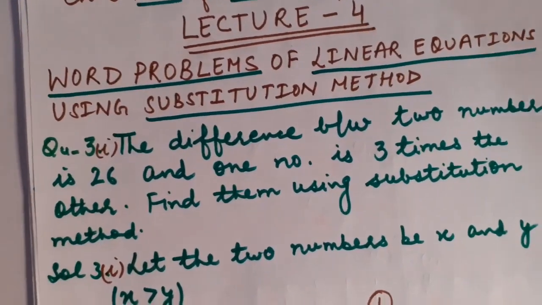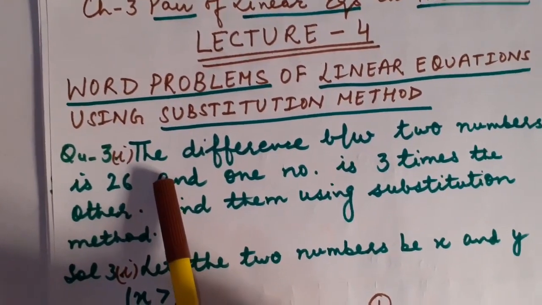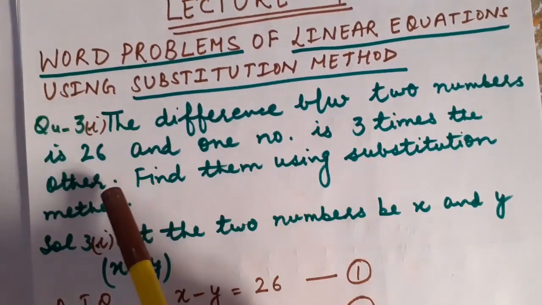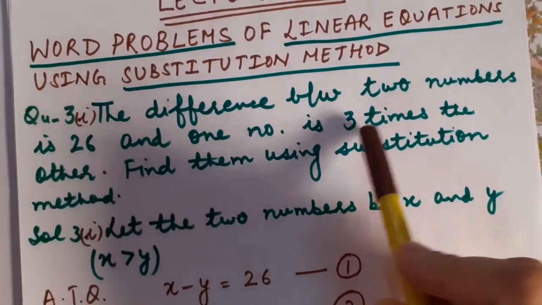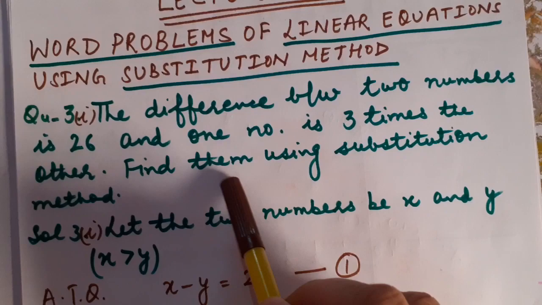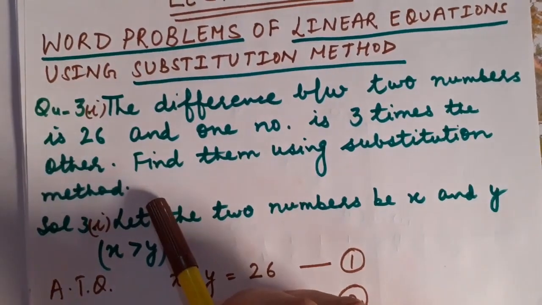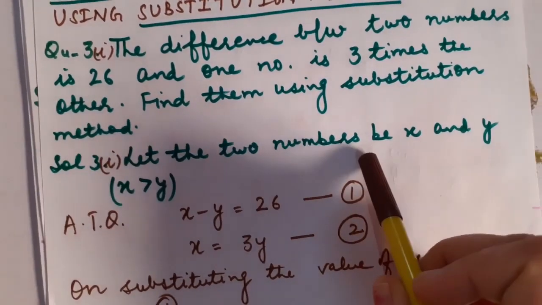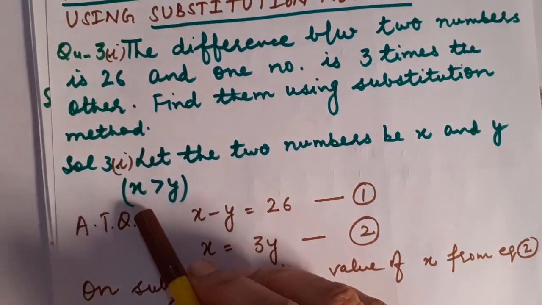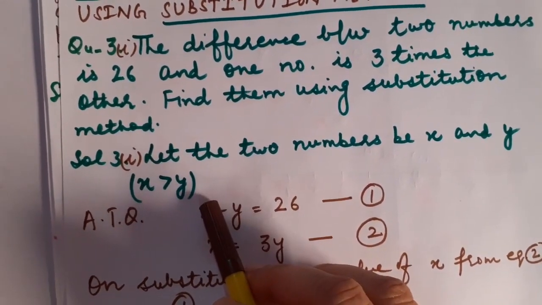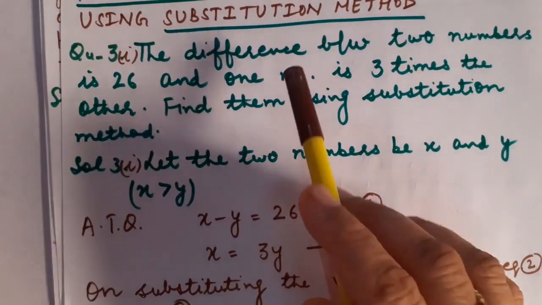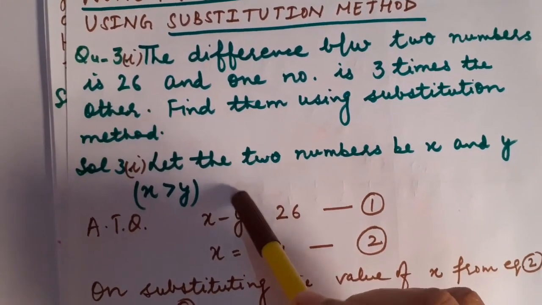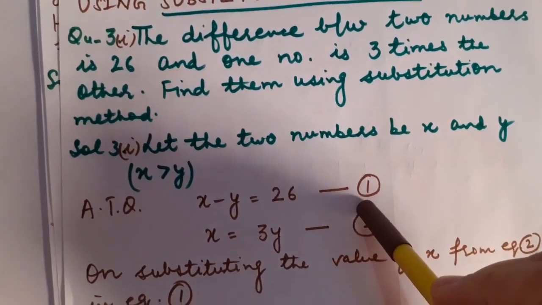This is question number 3, first part, exercise 3.3. The difference between two numbers is 26 and one number is 3 times the other. Find them using substitution method. So what is to be done? Let two numbers be x and y, where I have taken x is greater than y. Why I have taken this? Because the difference between two numbers is given, which is 26. So definitely one number will be greater than the other, then and only then you can take the difference.